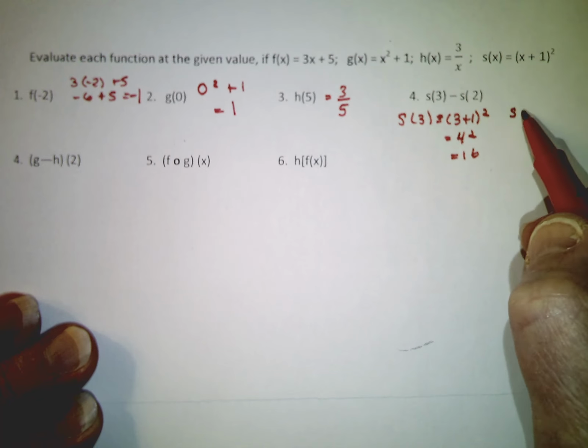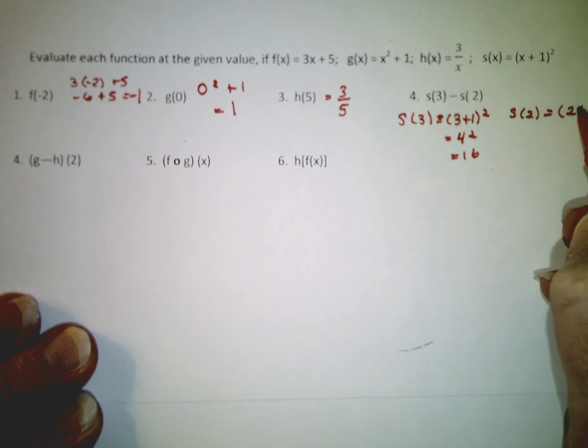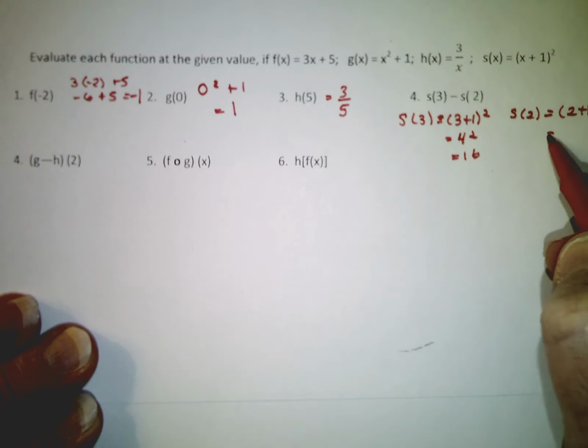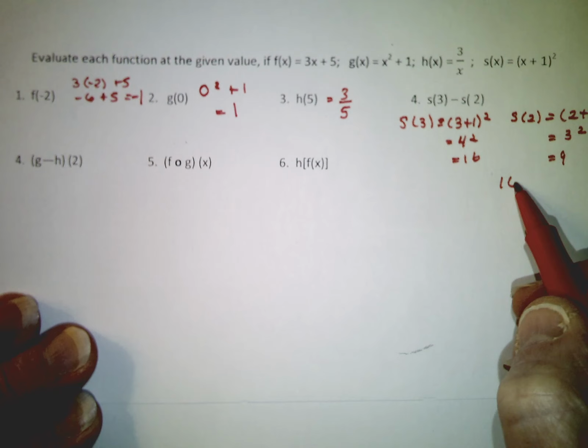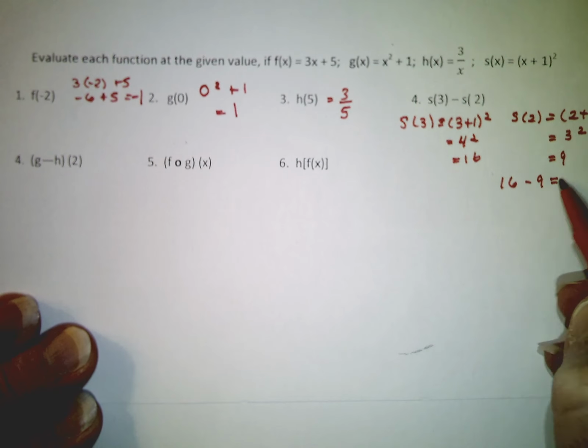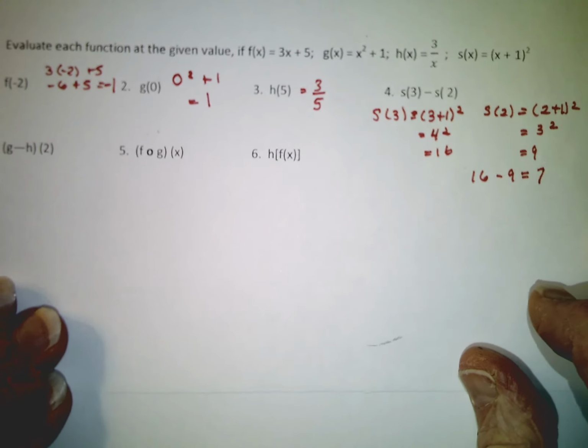s of 2 is going to be 2 plus 1 quantity squared, which is 3 squared, or 9, and 16 minus 9 is 7. Sorry, I sort of ran off the page there.